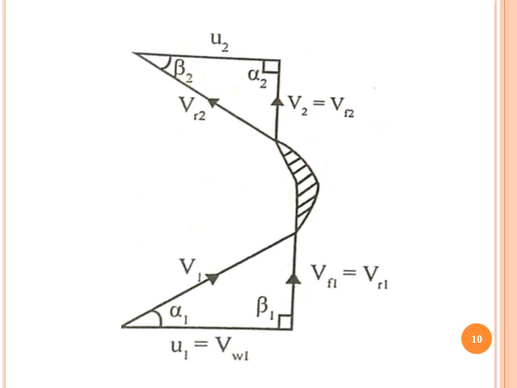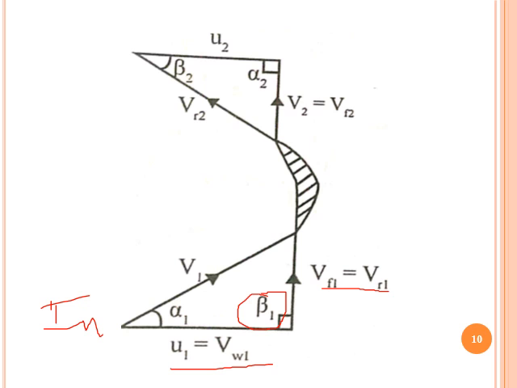So this one is the inlet velocity triangle. In the inlet velocity triangle, the blade angle at inlet is 90 degree. That means beta 1 is equal to 90 degree. So with respect to that, Vf1 is equal to Vr1. The relative velocity at inlet is equal to flow velocity at inlet, and u1 is equal to Vu1. So this is the condition at the inlet velocity triangle.